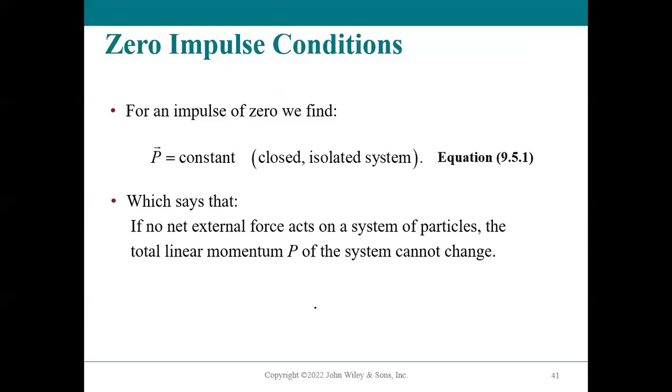The first one is the zero impulse condition. For an impulse of 0, we find that P is constant. This is for a closed, isolated system. We say that if no net external force acts on a system of particles, the total linear momentum P of the system cannot change.